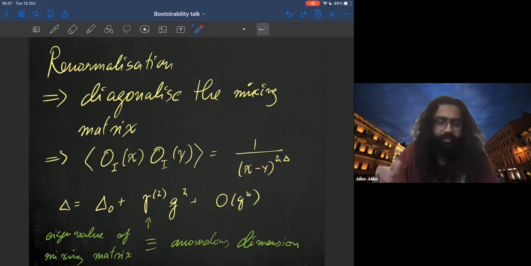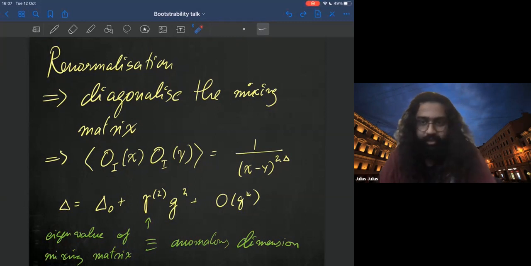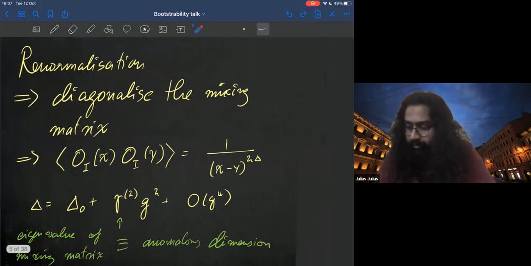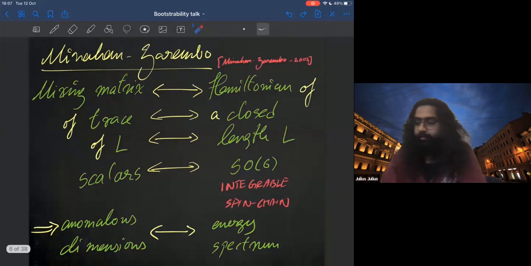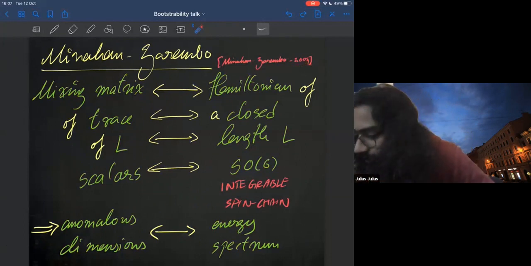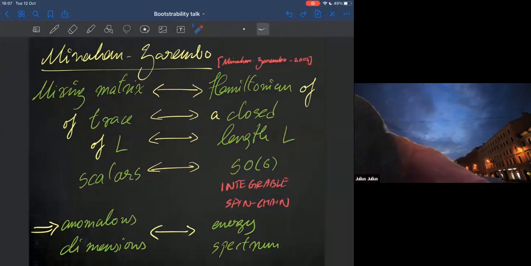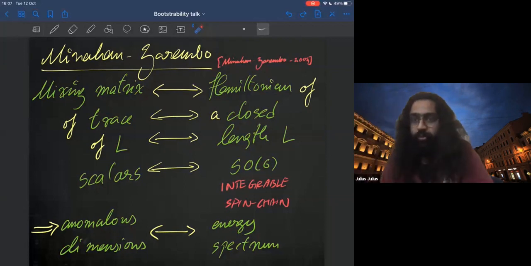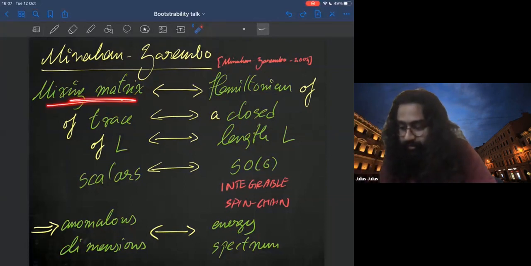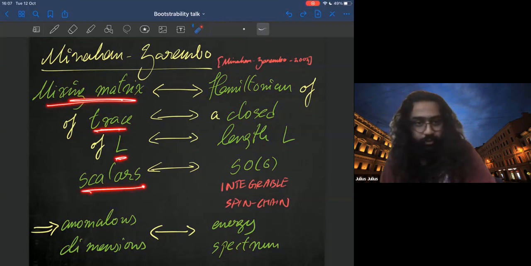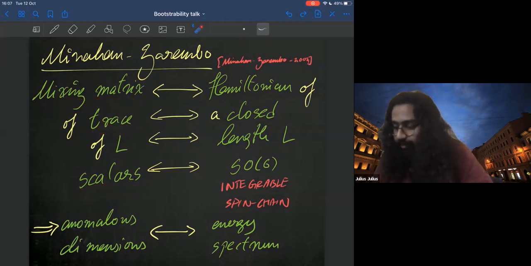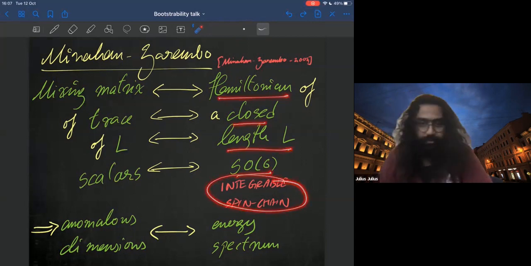Of course, in practice, a 6L by 6L matrix is really hard to diagonalize, even if you have a computer. But the remarkable thing which Minahan and Zaremba in 2002 were able to show is that the mixing matrix of a single trace of L scalars in N equals 4 super Yang-Mills actually corresponds to the Hamiltonian of a closed length L SO(6) integrable spin chain.